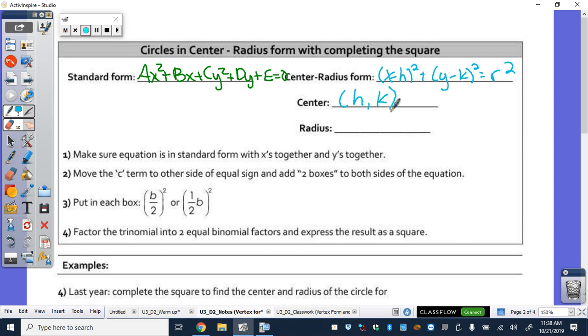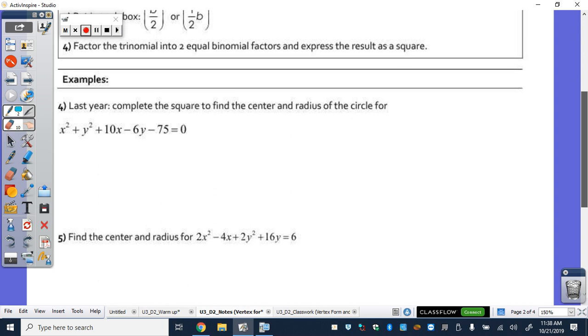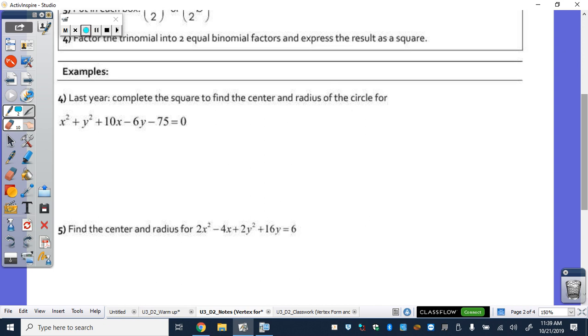Our center would end up being the point (h, k) still, h coming from the x parentheses, k coming from the y. And the radius is just your r. Whatever number you have over here, you have to take the square root of it, and that's how we get our radius. So again, we do completing the square for this, but you do completing the square twice. You do completing the square for your x's, you do completing the square for your y's, and then you do your factoring. So let's take a look at the first one.